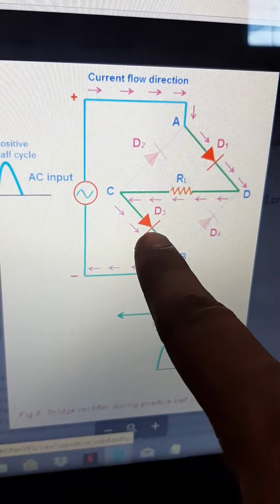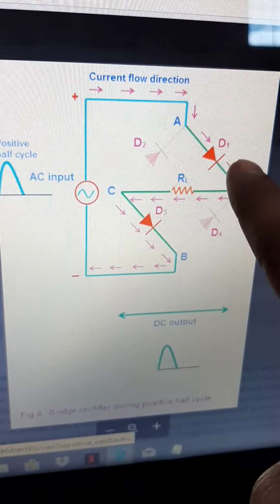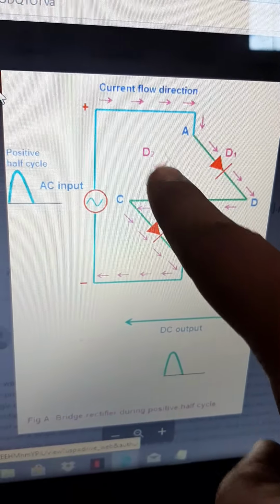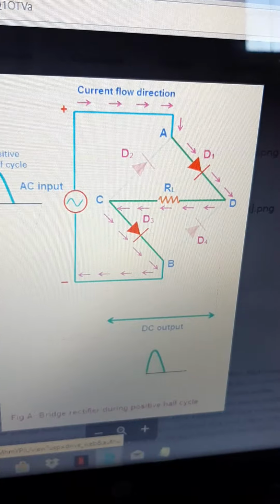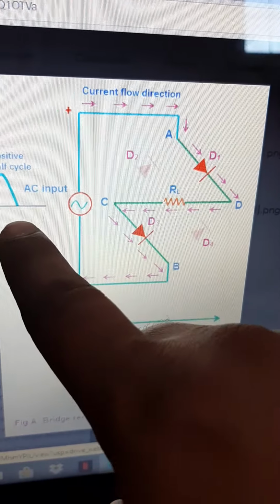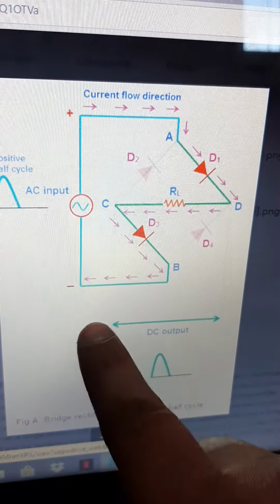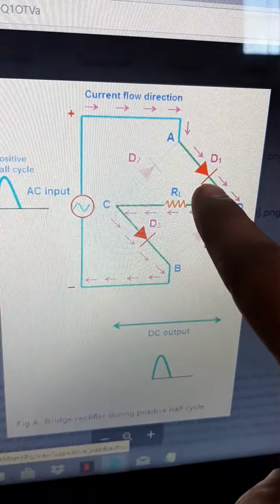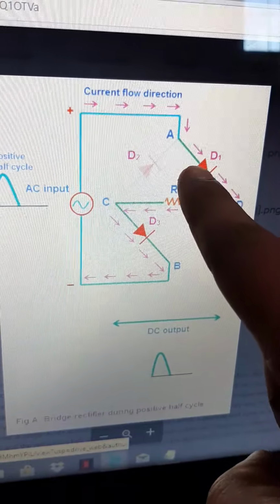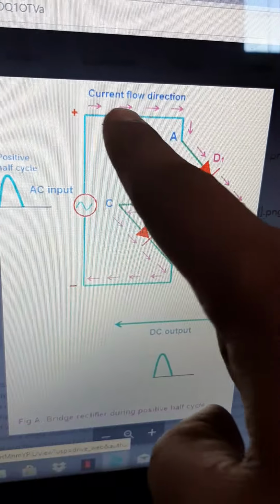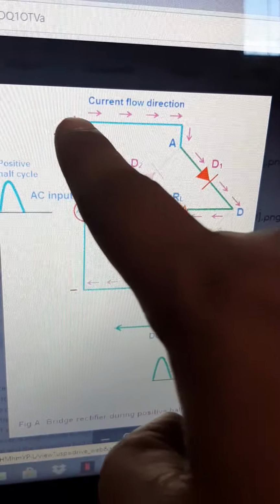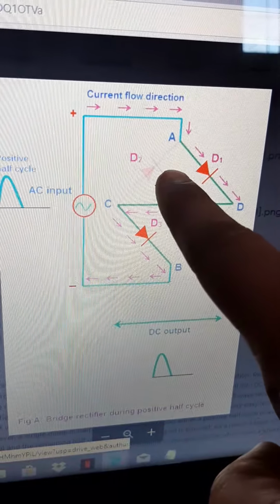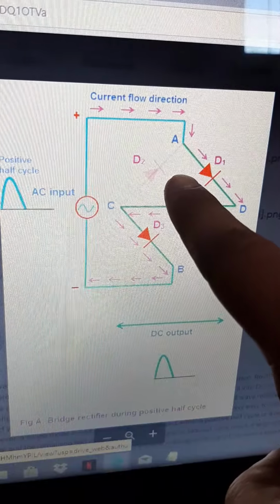diodes D1 and D3 are forward biased, while diodes D2 and D4 are reverse biased. Because it is the positive half cycle, one terminal is positive and the other is negative, and the positive terminal is connected to the P terminal of diode D1. So diode D1 is forward biased, and this positive terminal is connected to the N terminal of diode D2. So diode D2 is reverse biased.